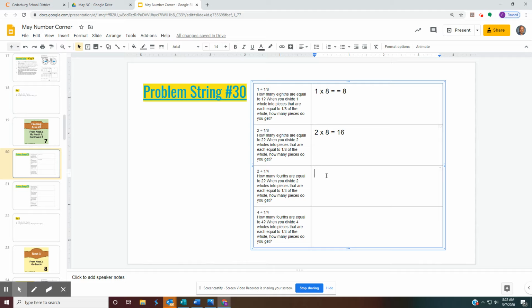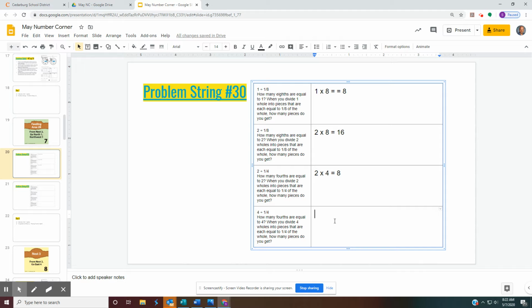All right, so let's take a look at our next problem in our problem string. What do you think it is? It's 2 divided by 1/4. So think of those 2 pans of brownies. We haven't cut them yet, and we need to cut them into fourths. So how many fourths would we have? Well, in your mind, you have to say, how many fourths equal a whole? So that's 4. So I would go 2 pans of brownies times the 4 pieces, and I would get 8 pieces.